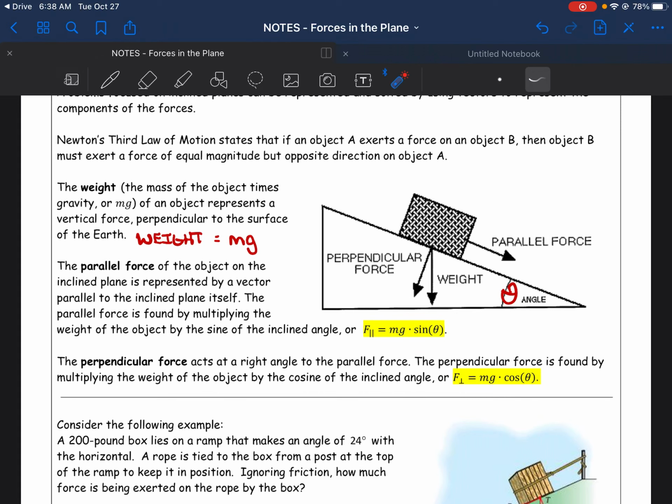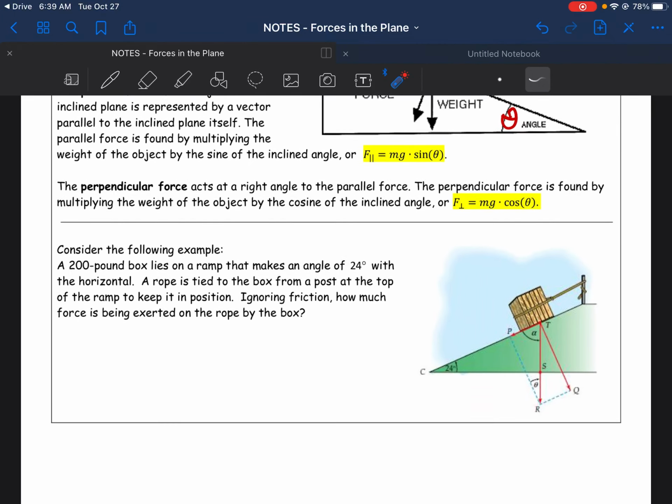So what you need to know is that anytime you're looking for a parallel force, either here or the equal but opposite direction parallel force here, you're going to be using the weight times the sine of theta. Anytime you're looking for the perpendicular force, or the force that the object is putting onto the plane, or its equal but opposite force, which in physics you call the normal force, we'd be using perpendicular force as weight times the cosine of theta. Okay, let's try some practice problems here.